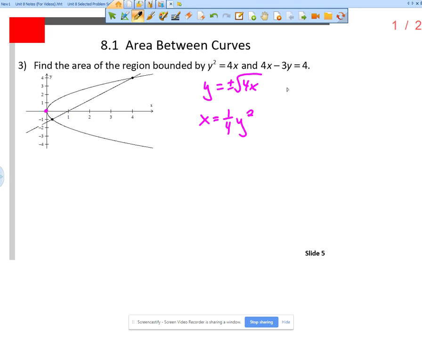Now, what about 4x minus 3y equals 4? That is a line, so we could solve it for y. We would subtract 4x, so negative 4x plus 4, and then divide by negative 3. So this is 4/3 x minus 4/3, a line with a slope of 4/3 and a y-intercept of negative 4/3. But we could also solve it for x. I would add 3y and divide by 4, so 3y plus 4 over 4, or 3/4 y plus 1.